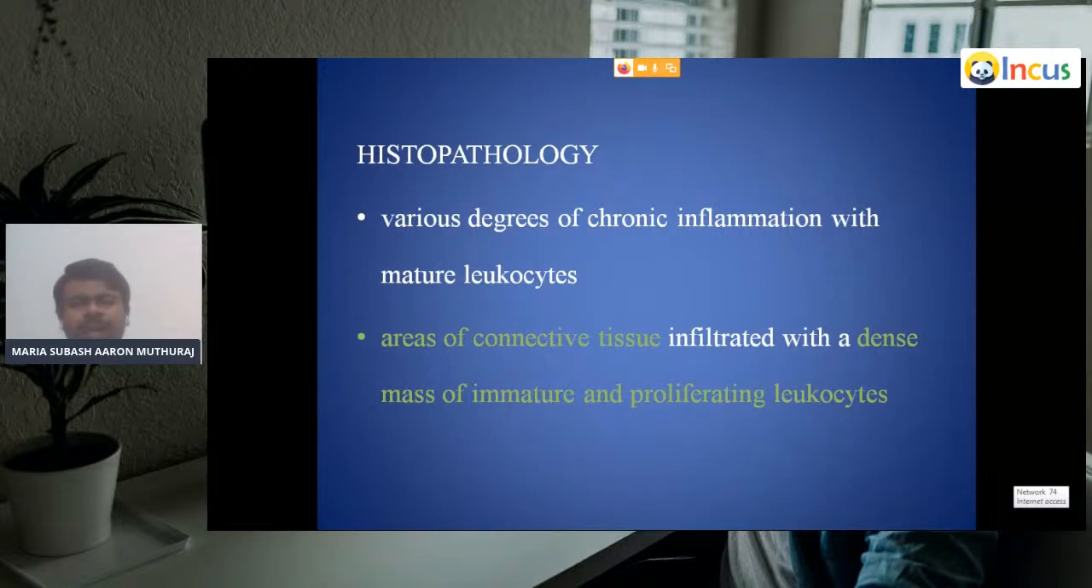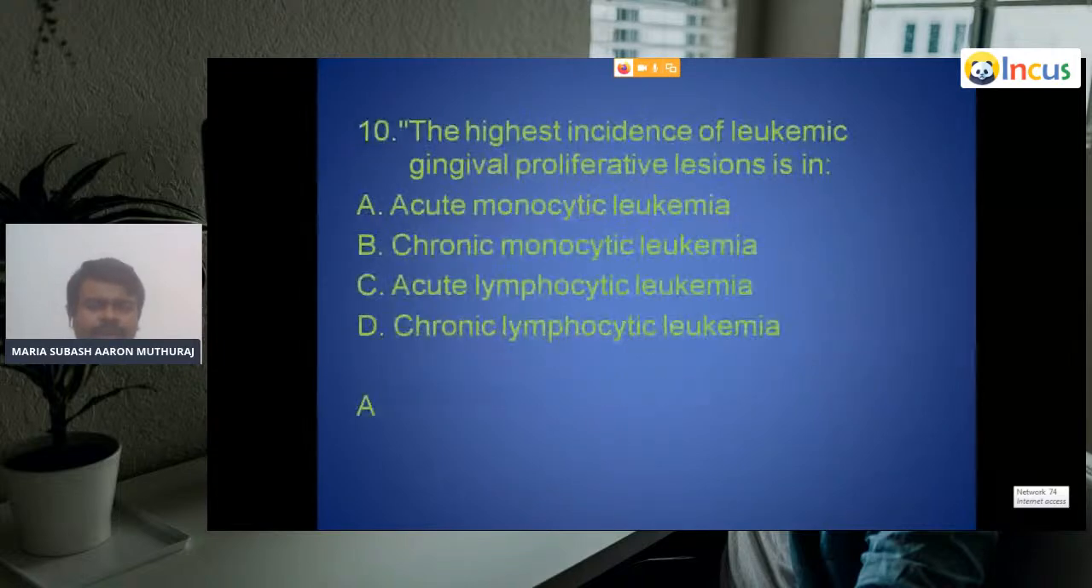Whereas in case of acute monocytic leukemia and acute lymphoblastic leukemia, the areas of connective tissue will be infiltrated with a dense mass of immature and proliferating leukocytes. Immature and proliferating leukocytes will be present in acute monocytic and acute lymphoblastic leukemia. Here the answer will be acute monocytic leukemia, as there will be a high incidence of leukemic gingival proliferative lesions.